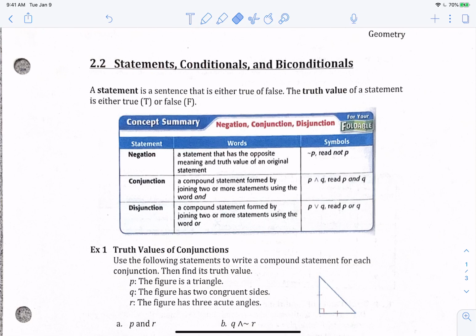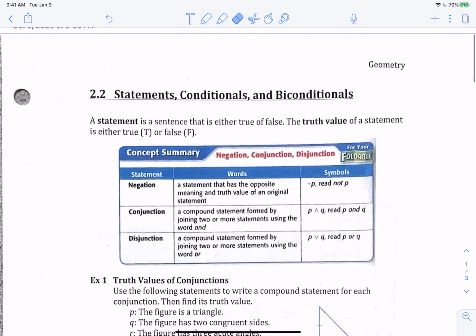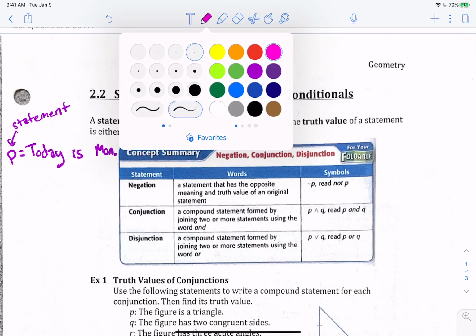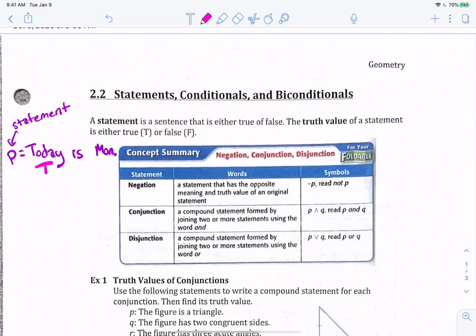Okay, this is the first half of section 2.2, which is statements, conditionals, biconditionals. They're going to have us talk about statements, true and false statements, and they're going to refer to them with variables. Let's say statement P is the statement "Today is Monday." It is just a statement that I am saying. Is that a true statement or a false statement? That's pretty true.